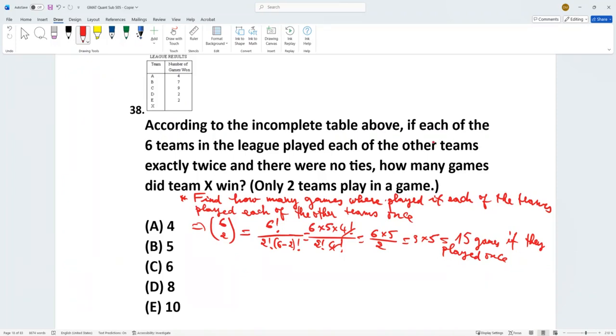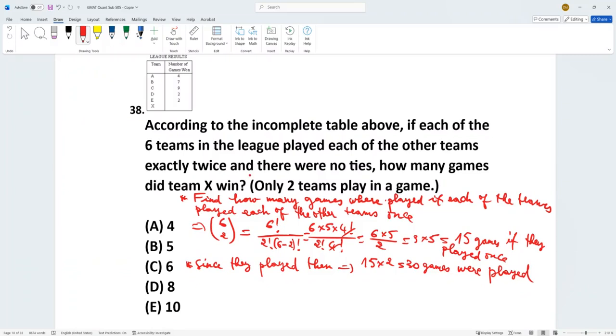But the prompt says that they played twice. So since they played twice, 15 times 2, 30 games were played.